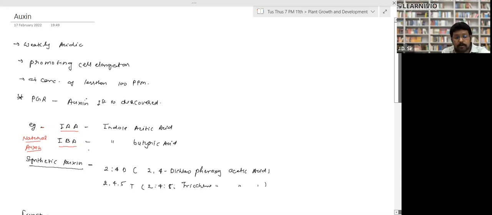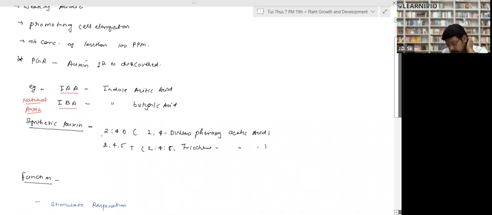Now note down the lower one as well: synthetic auxin. The synthetic auxins which we use in market and agriculture are 2,4-D and 2,4,5-T. These questions have also been asked in medical exams. 2,4-D is a synthetic auxin, and the full form is 2,4-dichlorophenoxyacetic acid, and 2,4,5-T is 2,4,5-trichlorophenoxyacetic acid. Note down, please.